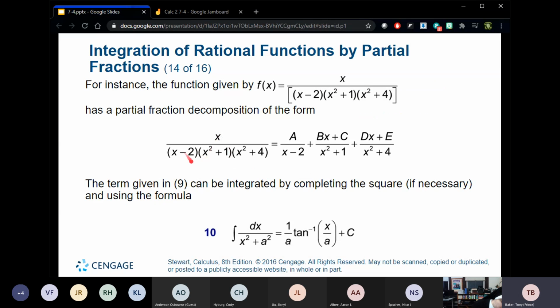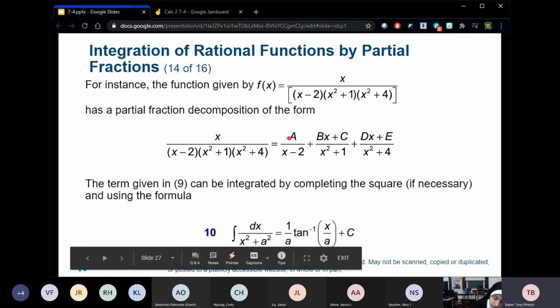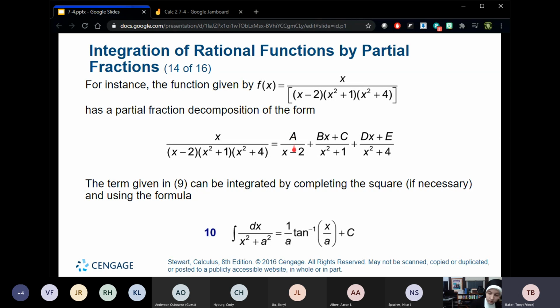So here's an example of that. Let's say I got the term x over x minus 2, x squared plus 1, x squared plus 4. My first one is going to be just like we were doing before, a over x minus 2. Straightforward. But this one's got an x squared, so I've got bx plus c above it. This one's got an x squared, so I've got dx plus e. So I'm going to have multiple letters above those.